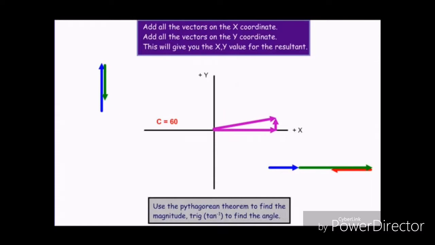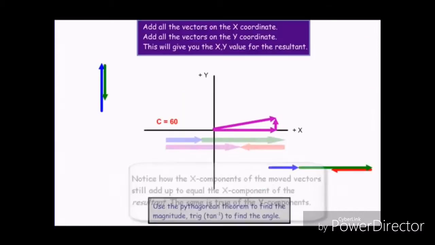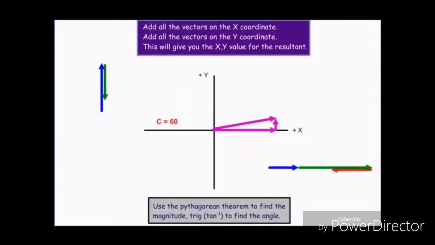I'm going to go back to the previous slide. As you can see, we get the same resultant using either method. I did it graphically here using the head to tail method, and I actually did it graphically on this page using the sum of the vectors in the x direction, the x components, and the sum of the y components to find the resultant. Let's go ahead and use actual numbers now.